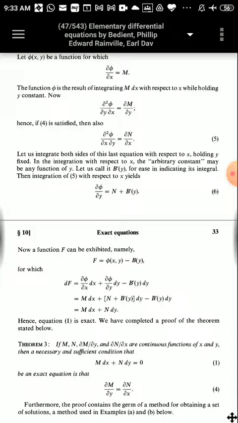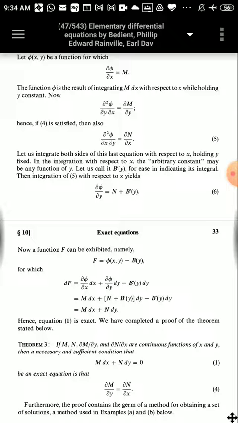Now the function f can be exhibited, namely f is equal to phi(x, y) minus b(y), for which if we take the total derivative of function f, we get df is equal to dou phi by dou x dx plus dou phi by dou y dy minus b dash y dy, which equals M dx plus N plus b dash y dy minus b dash y dy, which is equal to M dx plus N dy. Hence equation 1 is exact, and we have completed a proof of the theorem.